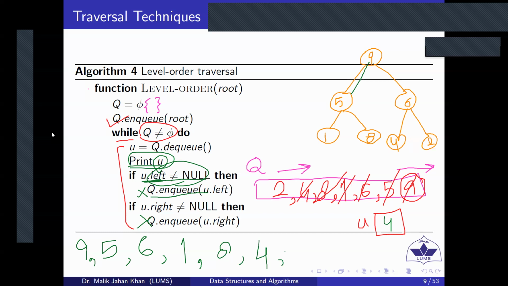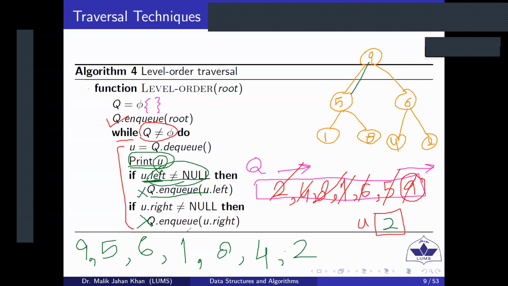And we go to the start of the loop, check Q is still not empty because 2 is there, so we get into the loop. 2 is dequeued. As 2 is dequeued, it overwrites 4 inside U. So 4 goes away, and the element we get inside U is now 2. So 2 goes in U. So we print 2.